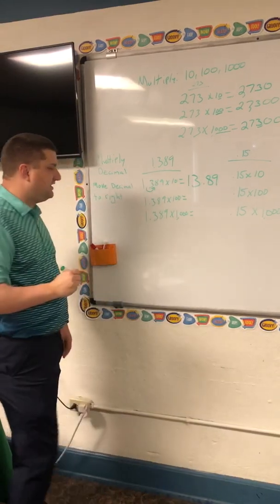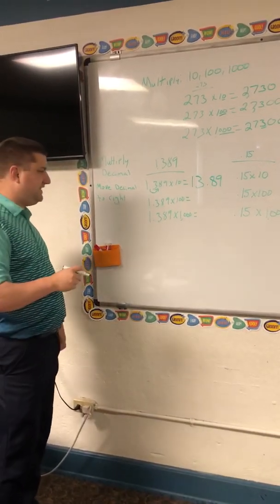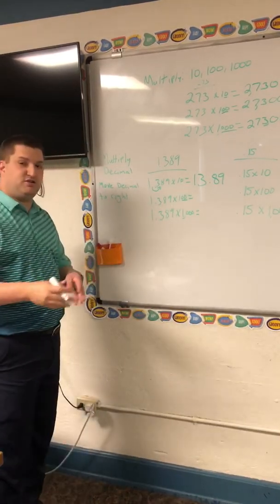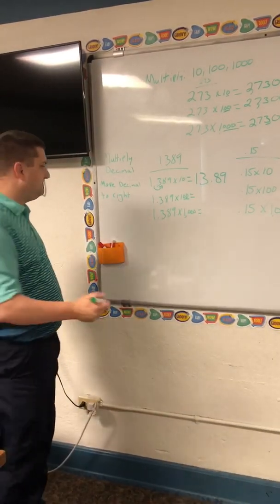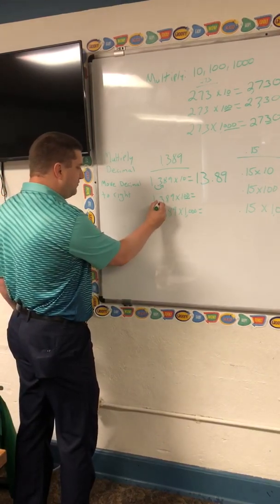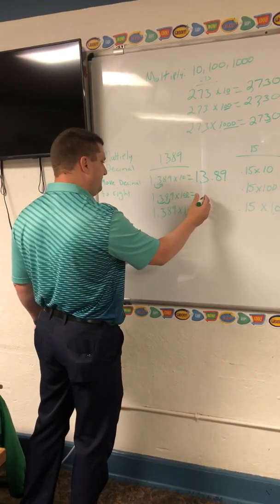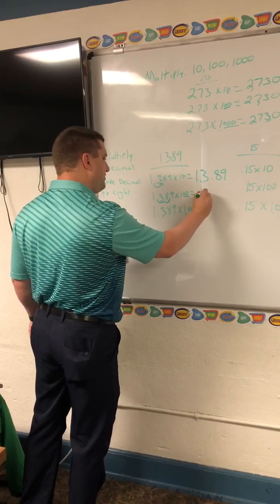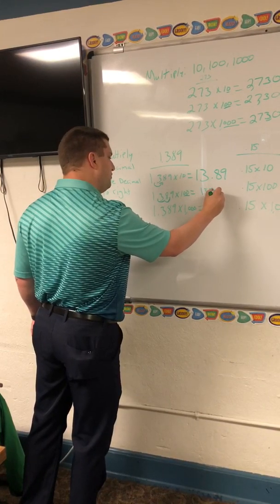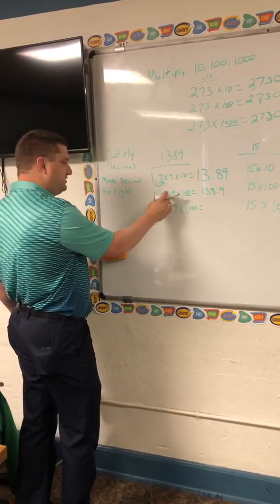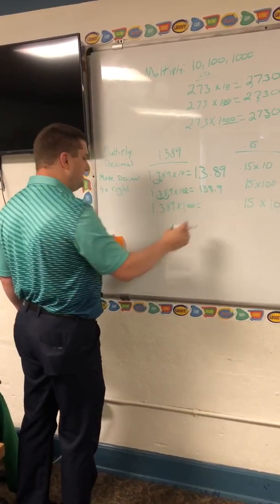That leaves you with 13.89. Next you have 1.389 times 100. There's 2 zeros, so you're moving your decimal 2 spots. So you're going to move it from here, 1, 2. So that's going to leave you with 138.9. Because we moved it 2 spots, 1, 2, it goes to the right of the 8.